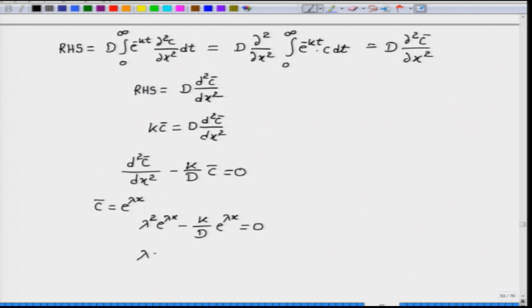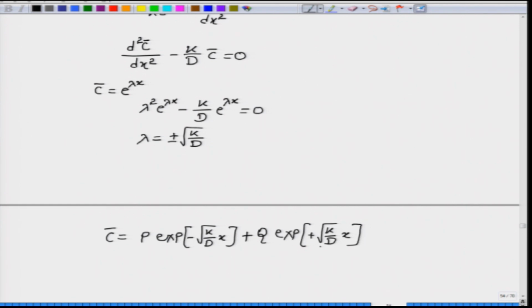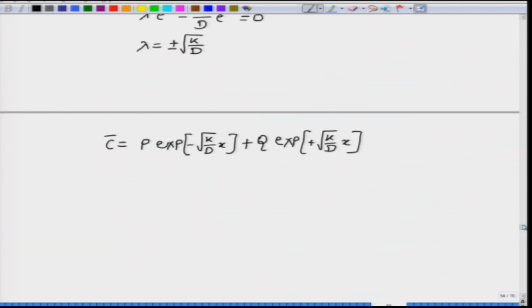So, we get lambda equal to plus minus square root of k over d, and if we have multiple solutions, the linear combination of the solutions is also a solution. And so, we can write c bar equal to p exponential minus root k by d x plus q exponential plus root k by d x. We have to find out these constants p and q.